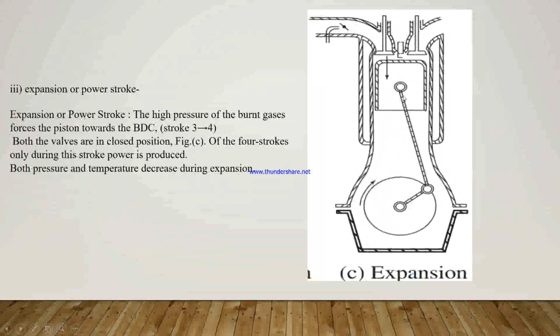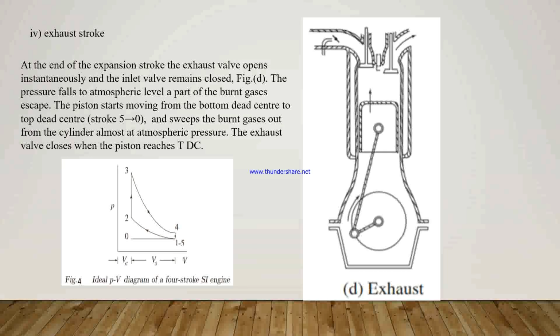Next is the expansion or power stroke. In this stroke, the high pressure of the burnt gases forces the piston towards bottom dead center, and at that time both valves are in closed position. Of the 4 strokes, only during the power stroke is power produced and work done obtained. Both pressure and temperature decrease during this expansion process.